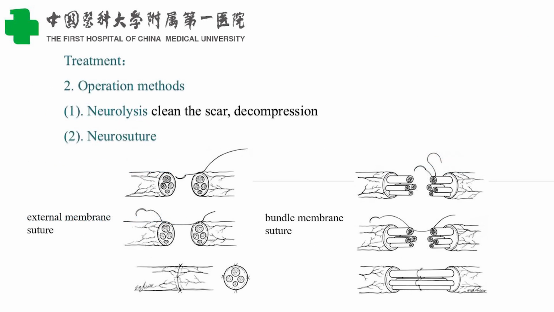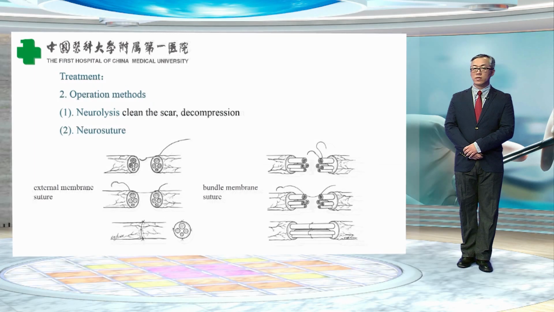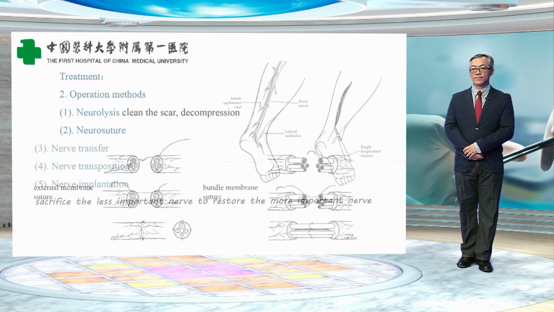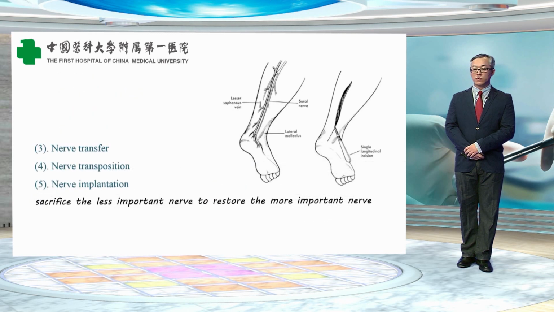The operation methods: the first is neurolysis, clean the scar, decompression of the nerve fiber. The second type is neurosuture. On the left, you see external membrane suture. On the right, you see bundle membrane suture. And the third types of operations, you can see nerve transfer, nerve transposition, nerve implantation. This means sacrifice the less important nerve to restore the more important nerve.